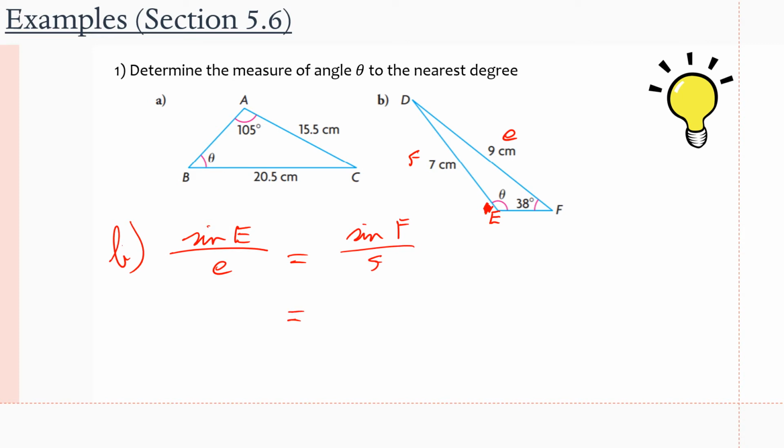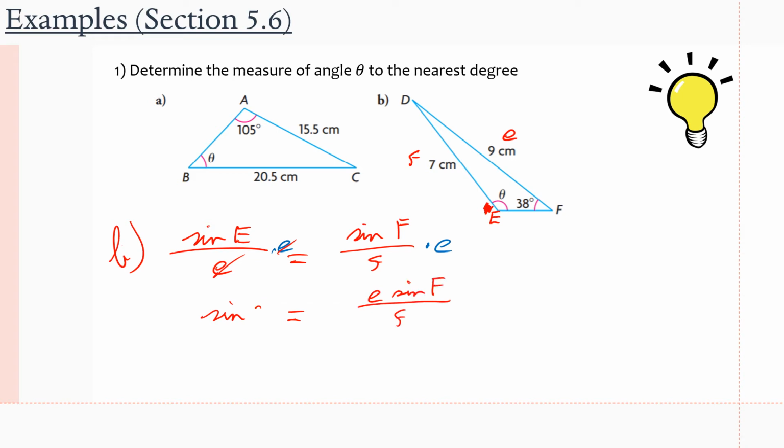And now let's isolate for E, because that's our angle theta. We know side length E, we know side length F, and we know angle F. So all we need to isolate for is E. So let's do that. We multiply each side by E. These are going to cancel out. We're going to be left with sine of E times E, sine of F all over F.